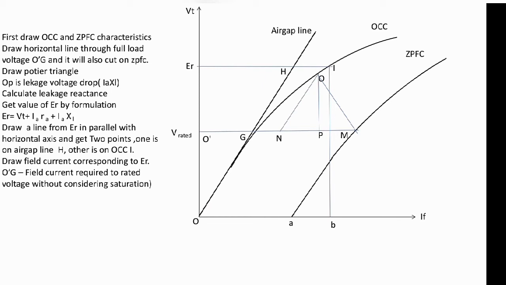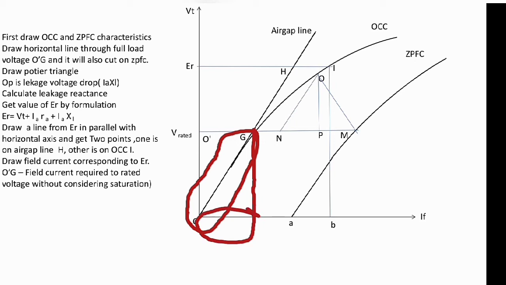So here you see there is a linearity between field current and rated voltage. In this way, from O to G, there is nothing we can add in any saturation condition. That's why whatever field current we get when we go from O to G, that field current is considered without considering saturation.